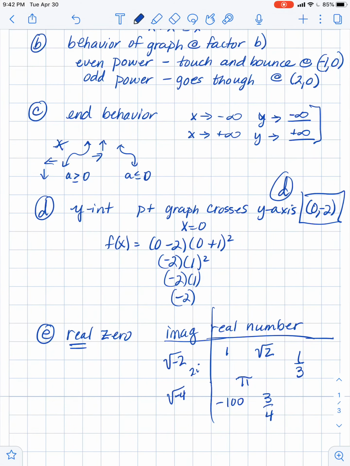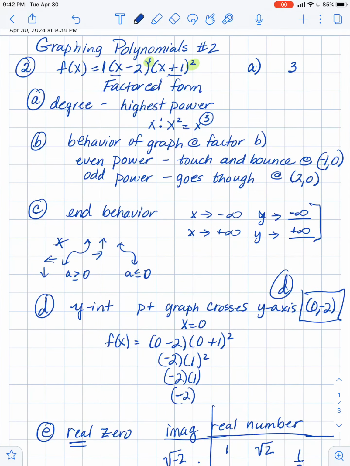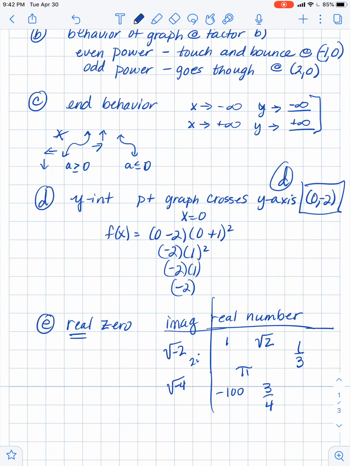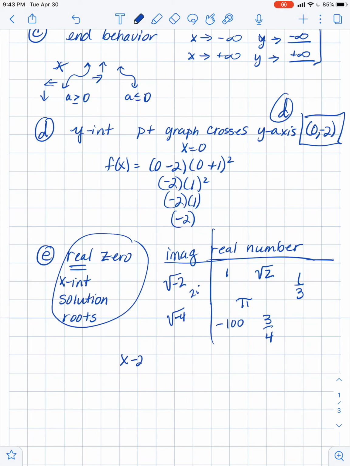So when it says real zeros, what it means is, when we set this equal to 0, that's what we're talking about, real zeros. In other words, what are our x-intercepts? What are our solutions to that equation? What are what we call the roots? Guys, I can't tell you enough, those all mean the same thing. So we want to find the real zeros for this one and state the multiplicities. So I'm going to pull my equation back down here. So it was x minus 2, x plus 1 squared.